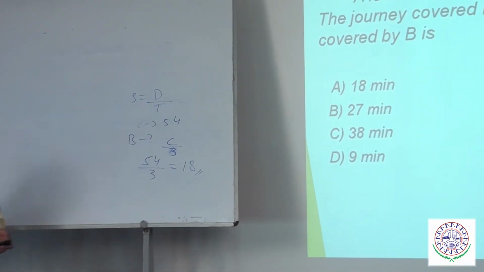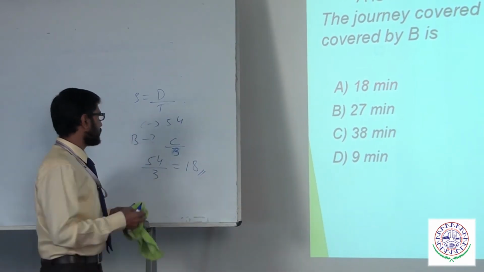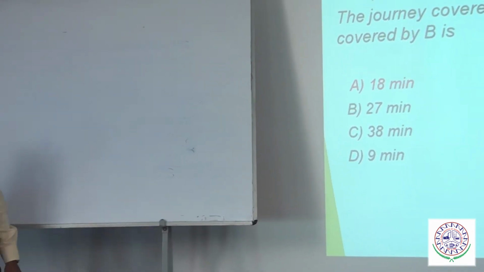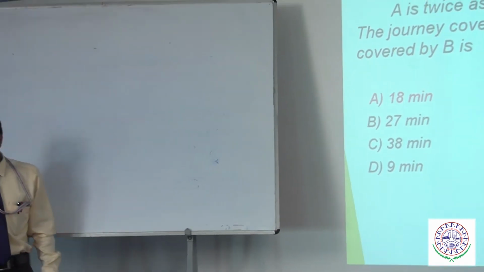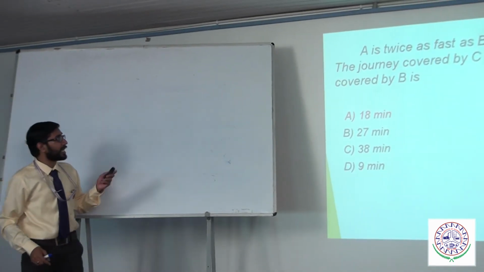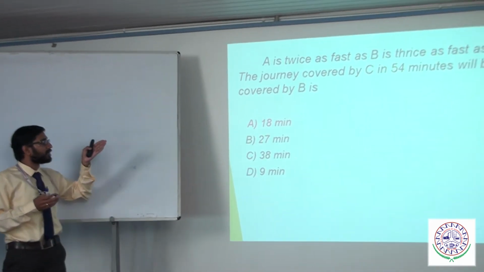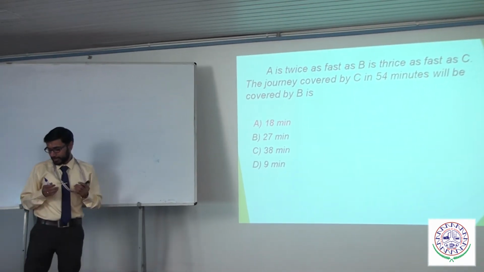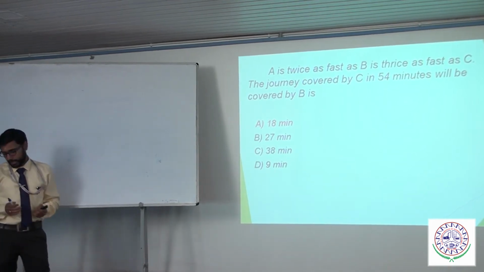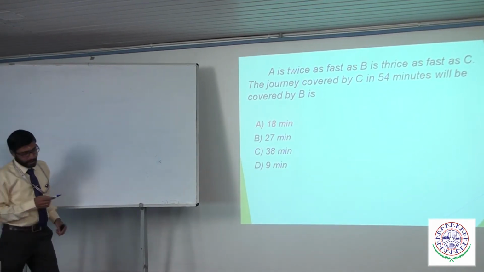So the answer for this question is 18 minutes. In the other questions it will not be the same. So what we need to do is take the ratios of A, B and C. They can ask the ratio of A with C or B with C or something of that kind. In that situation you need to take the ratios. So how to take the ratios?